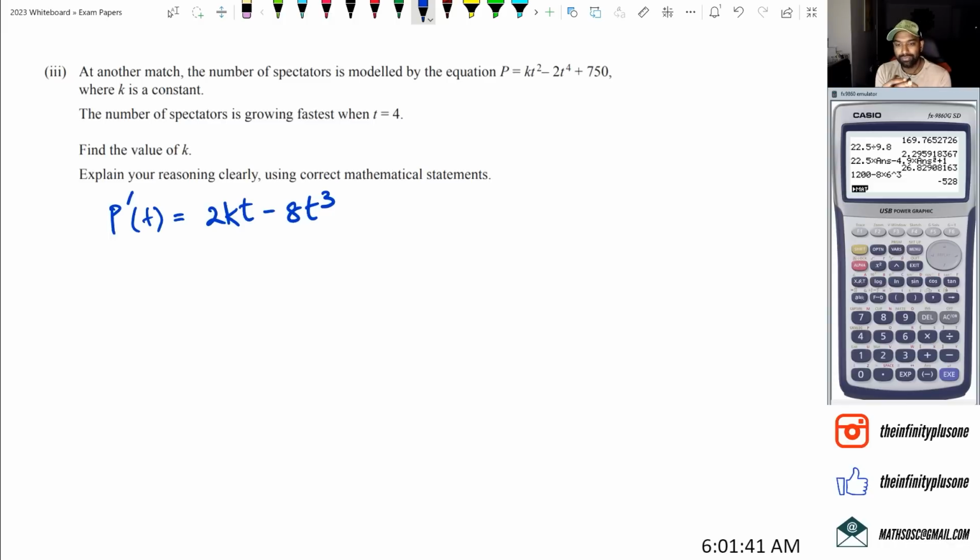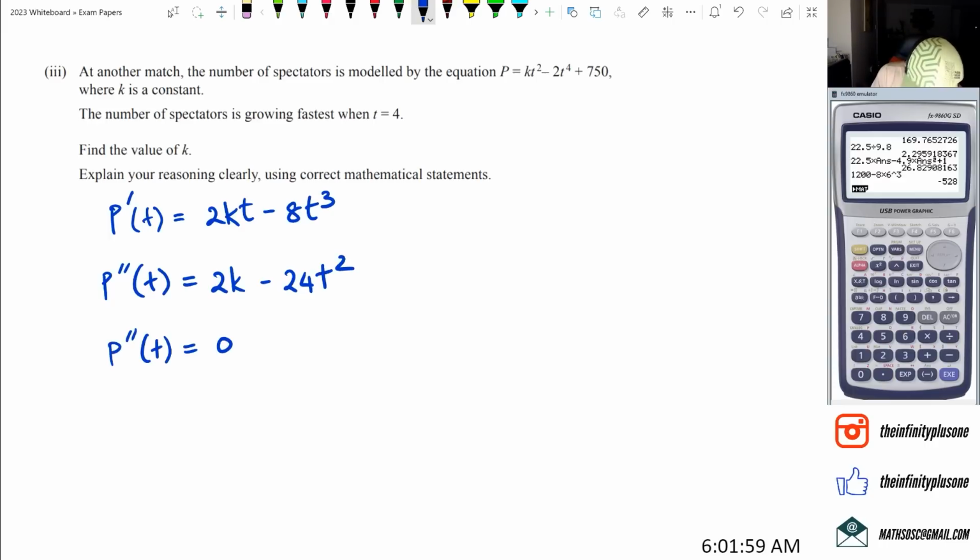So when the gradient is maximum, you've got to differentiate it twice and put it equal to 0. So I'm going to put down p double dash of t equals 2k minus 24t squared, and then p double dash of t is equal to 0 when p dash of t is max.